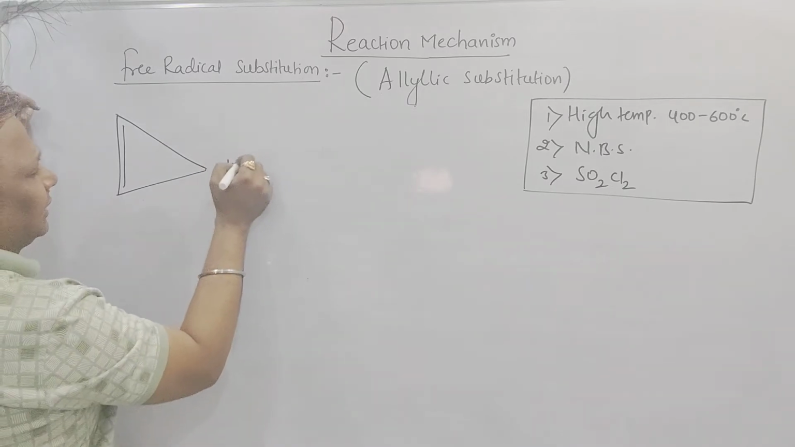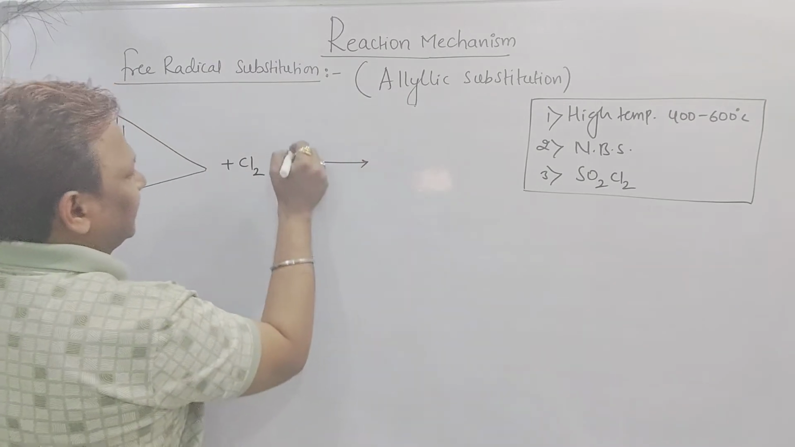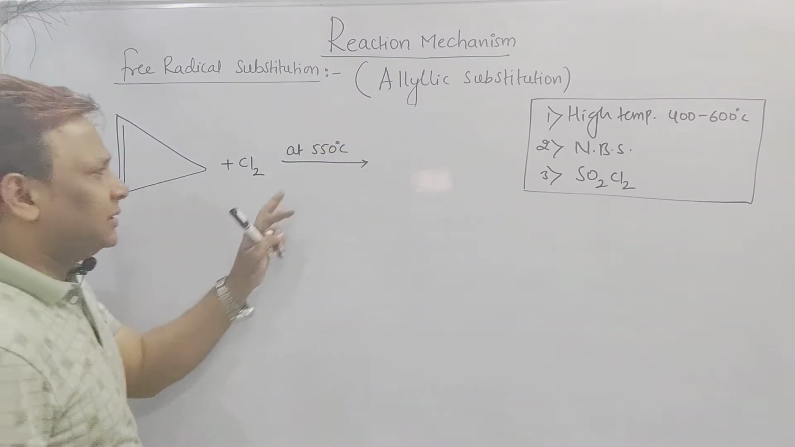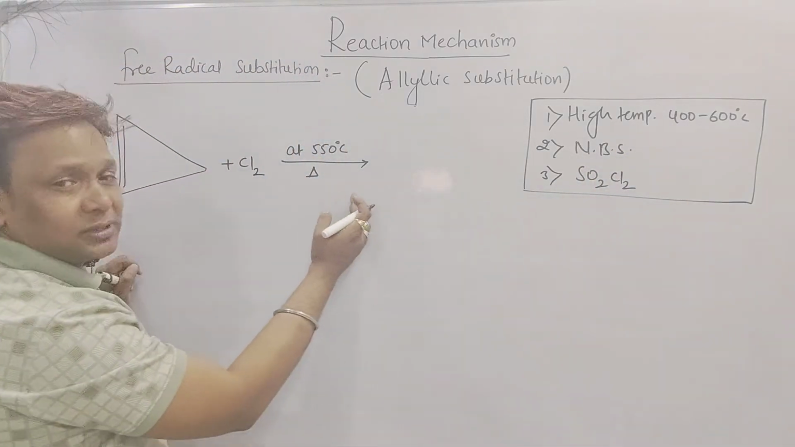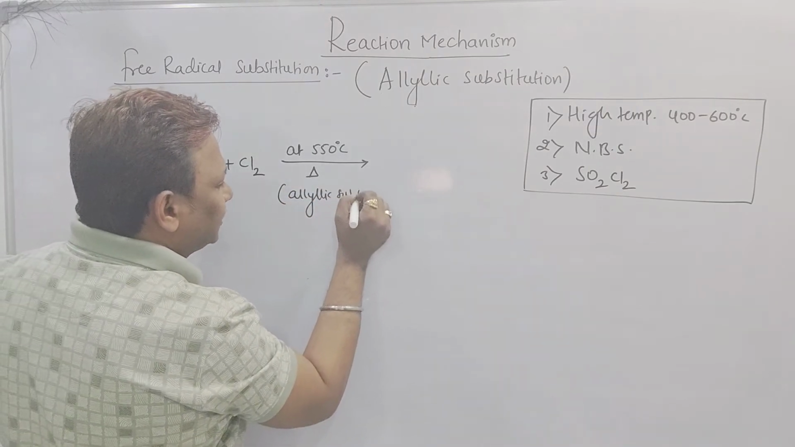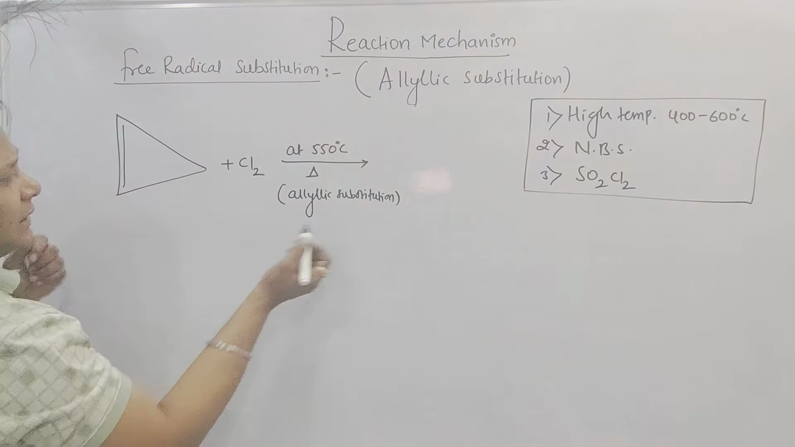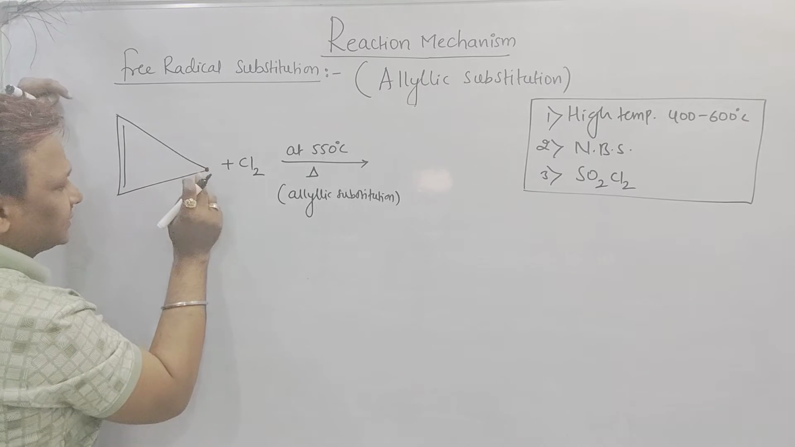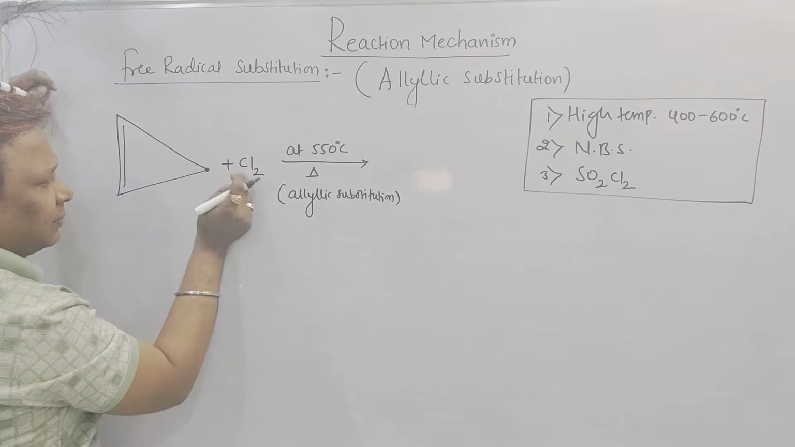In this unsymmetrical alkene, I am adding the halogen. Addition of halogen will take place at a very high temperature, 550 degrees centigrade. If the temperature is very high, between 400 and 600, it undergoes allylic substitution. Where is the allylic carbon? The carbon bonded to the double-bonded carbon is an sp3 hybridized carbon, and this sp3 hybridized carbon containing hydrogen is replaced by Cl.